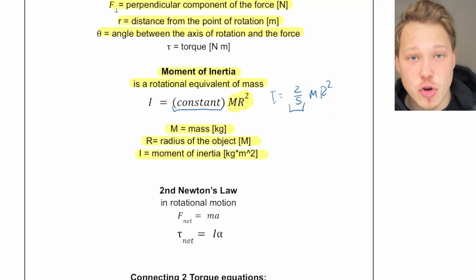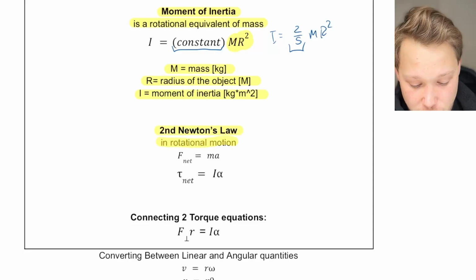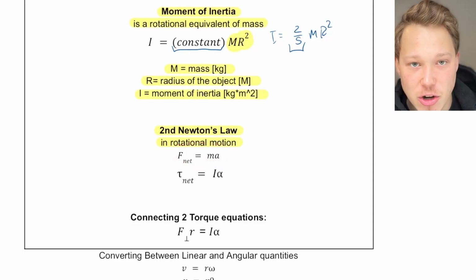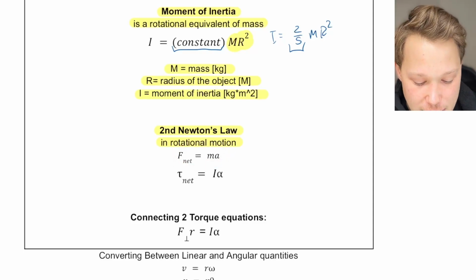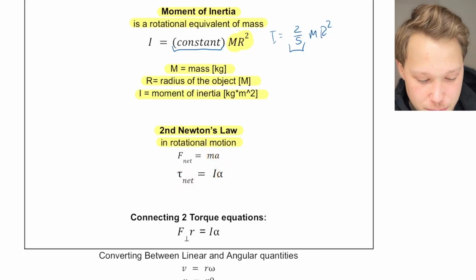Finally, we also have Newton's second law in the rotational frame of motion. As you remember, Newton's second law is net force equals mass times acceleration. So we just plug in all our rotational equivalents for it. The net torque is equal to the moment of inertia times the rotational acceleration.